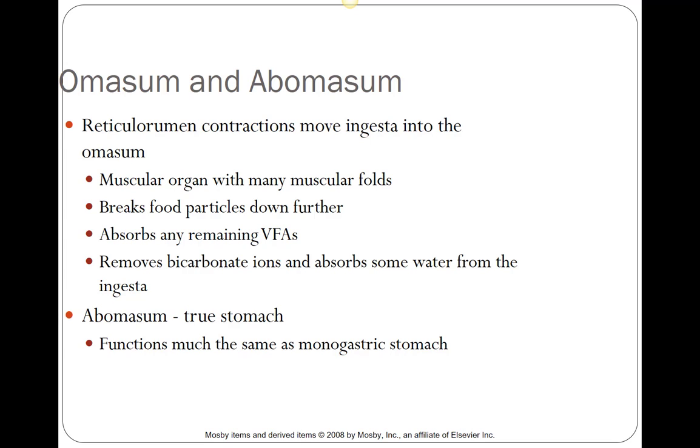And then finally, the abomasum. This is going to be very similar to the monogastric stomach. This is where you're going to have things like your chief cells, your parietal cells, your pylorus and pyloric antrum with your gastrin that's going to control how fast the rumen empties, and how fast food leaves the abomasum and enters the duodenum.